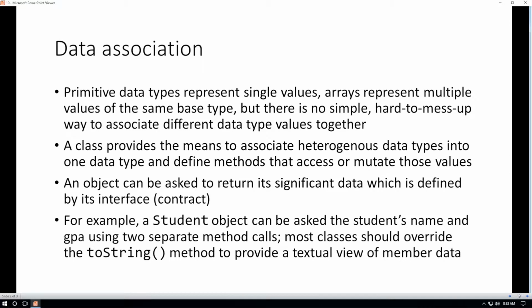For example, a student class would have an object that we could ask, what is your name? And we could also ask it what its GPA is. Name would be a string, GPA would be a double, two totally separate data types, but they're related to each other in the idea of a single student.